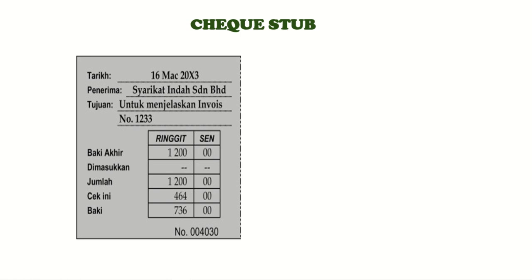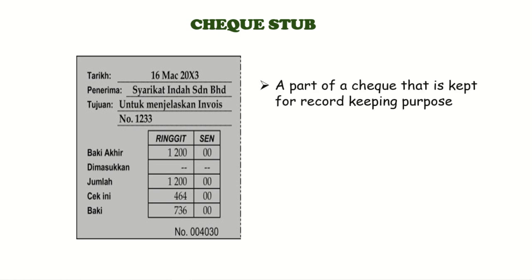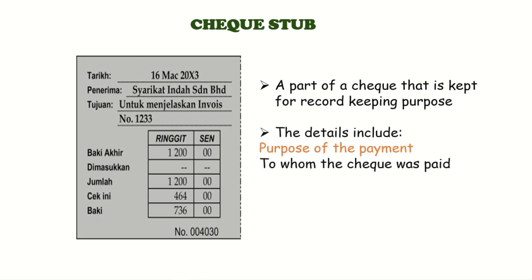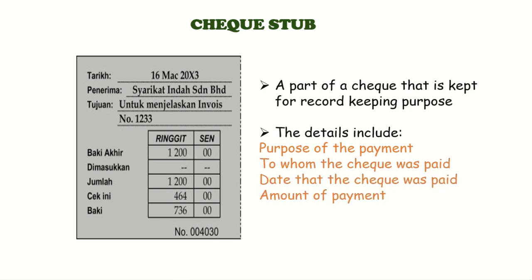Cheque stub. A cheque stub is a part of a cheque that is kept by the business for record-keeping purposes. The details on the cheque stub include the purpose of the payment, to whom the cheque was paid, the date that the cheque was paid, and the amount of payment.